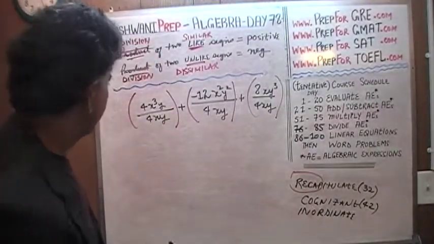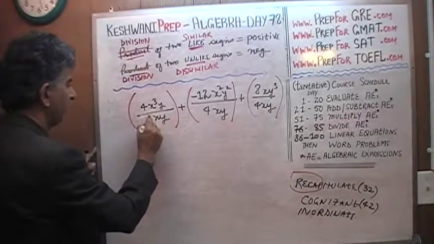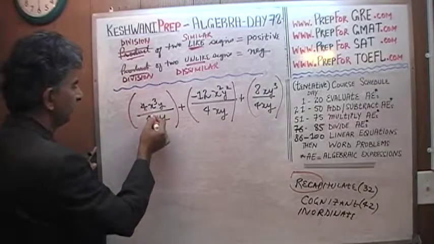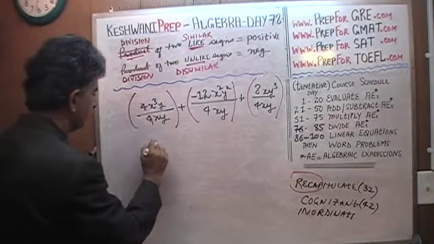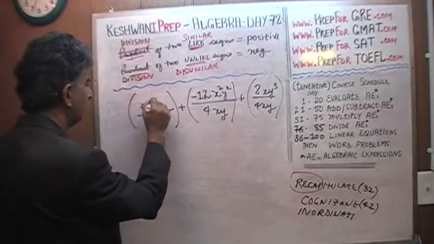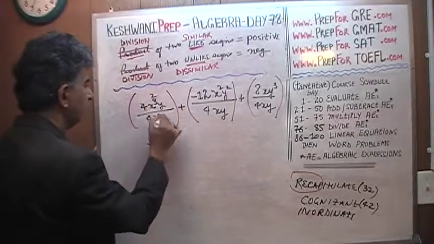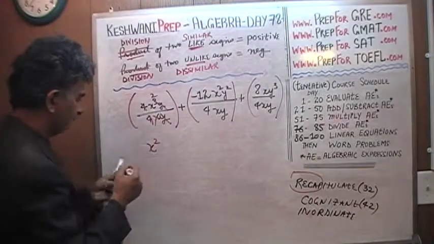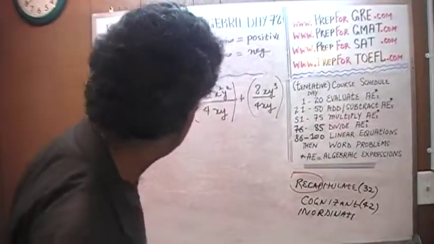The rest is very simple. The rest is downhill. 4 divided by 4 is just 1. X cubed divided by x is going to be x squared. This x is going to drop out, and this cube is going to become squared, and the y is going to drop out. So this is just x squared. Let's go to the next one.